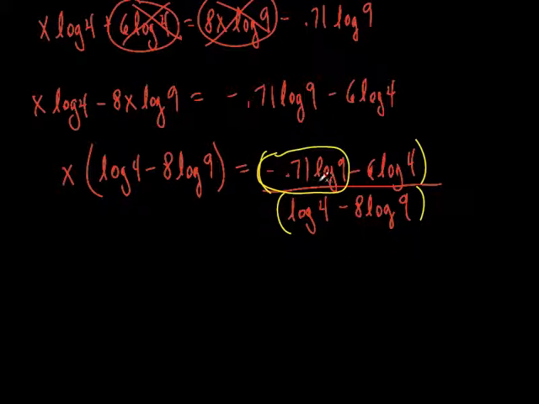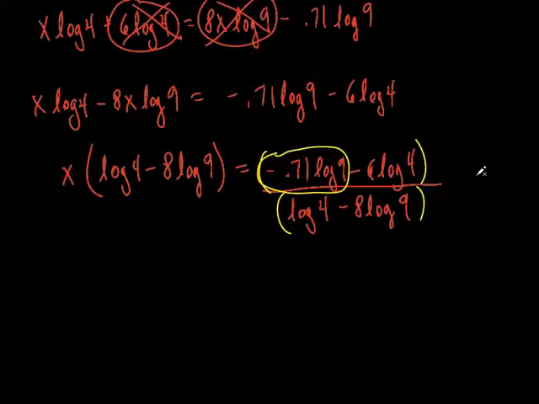I would do this first. I would hit 9 log. Then I would hit times 0.71, and then I would hit the plus minus button. That makes it negative. Okay? And then I put minus, and then I would go 4 log times 6. Actually, I probably would have put a parentheses here first, and then I'd close my parentheses. Hit divide, and then go another parentheses, go 4 log minus, and then 9 log times 8, close the parentheses, hit equals, and you got your answer.